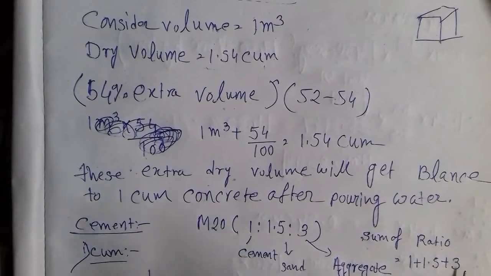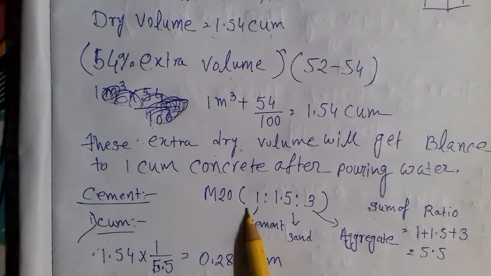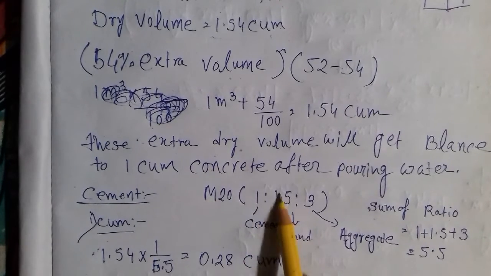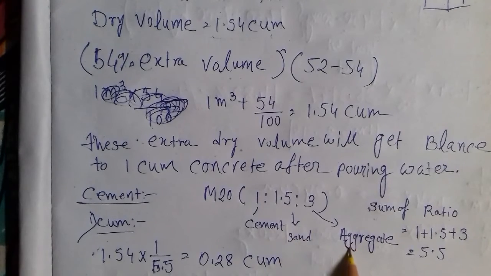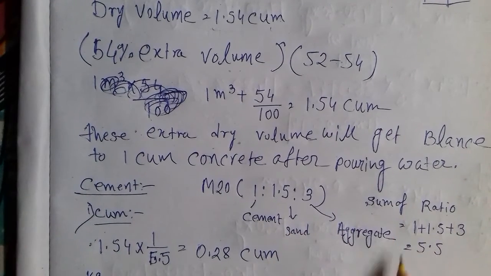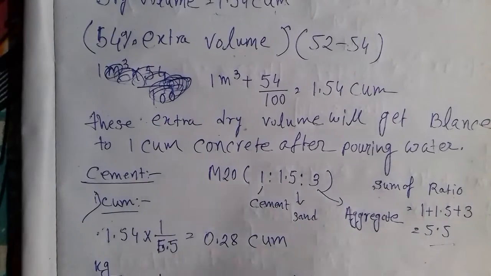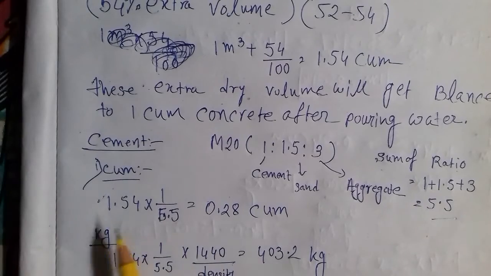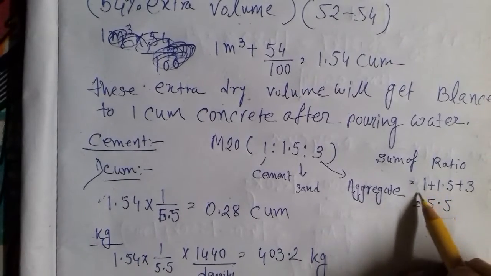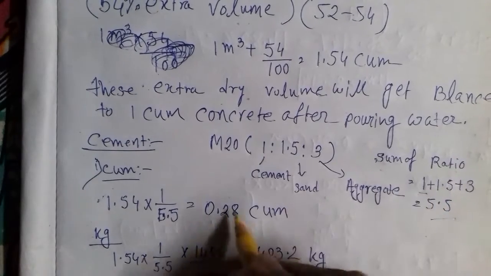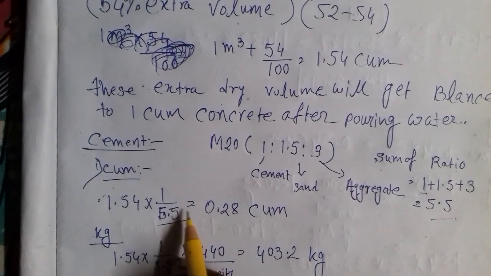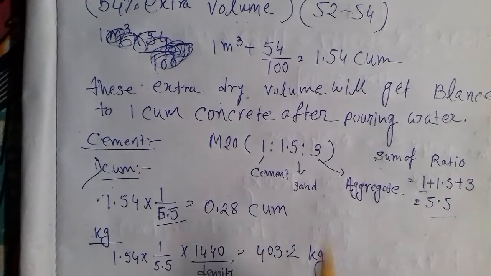So let us consider grade M20. M20 grade is 1:1.5:3. So 1 is cement, 1.5 is sand and 3 is aggregate. So the summation of the ratio is 1 plus 1.5 plus 3, so 5.5. And when we calculate the amount of cement in cubic meter, it is 1.54 times 1 divided by the summation of the ratio 5.5, so equal to 0.28 cubic meter.